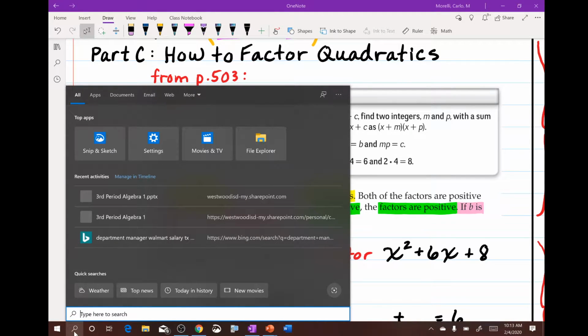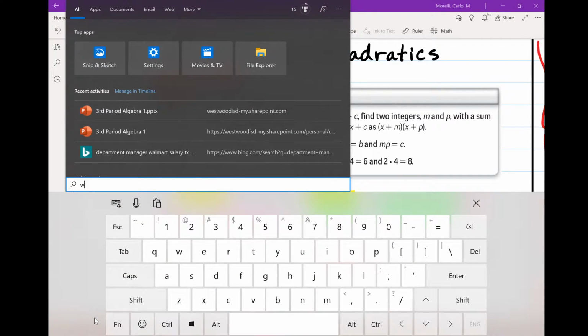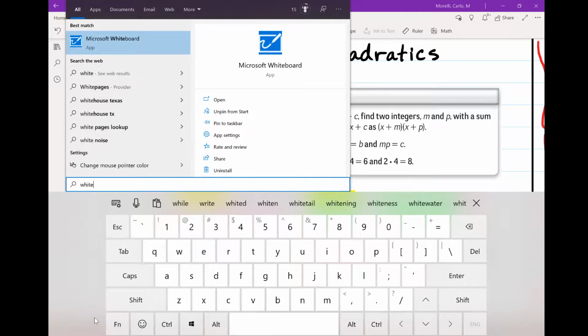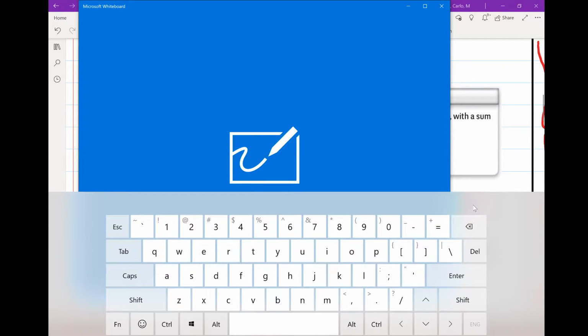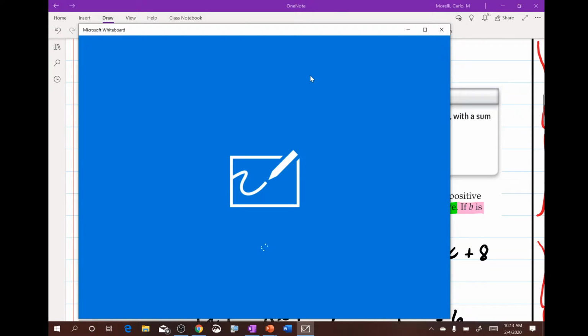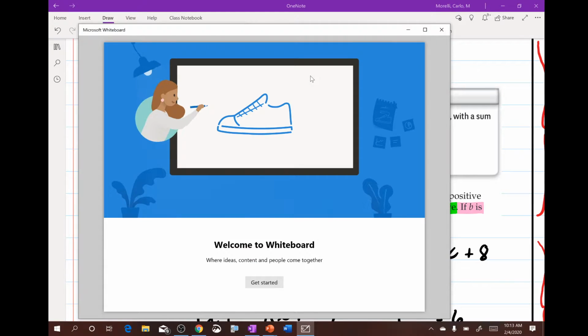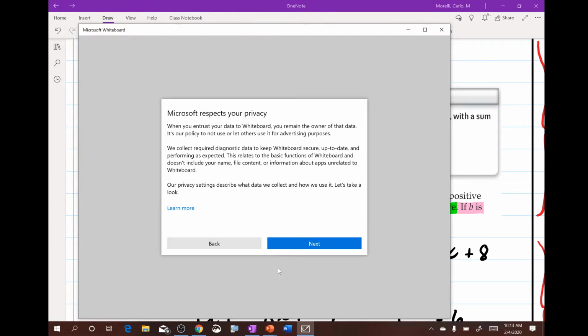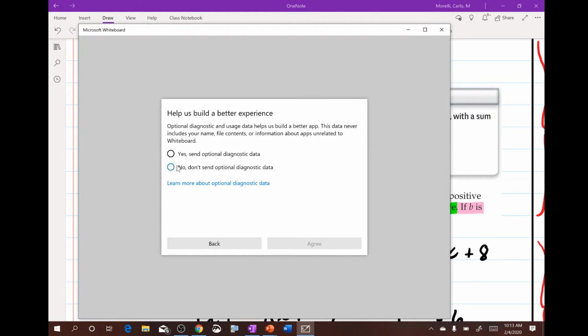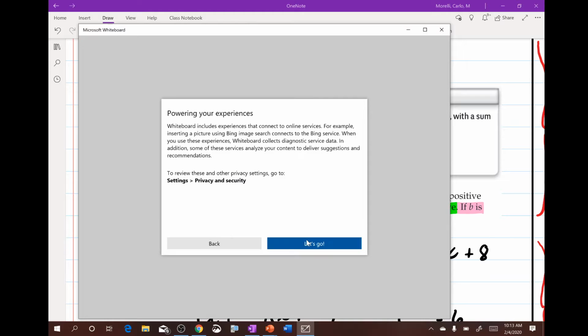Hang on. I want to open up the whiteboard. There. Take your time, Microsoft. It's not like we have a class or anything. All right. Get started. Okay. Never agree to send any data. Let's go.